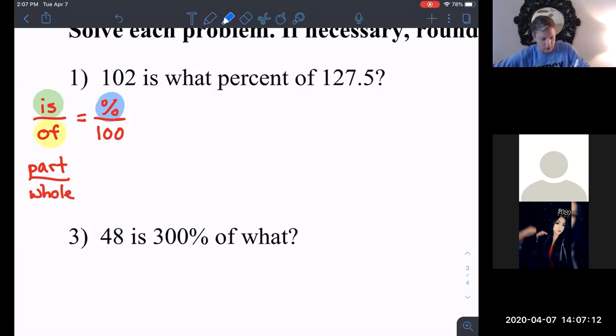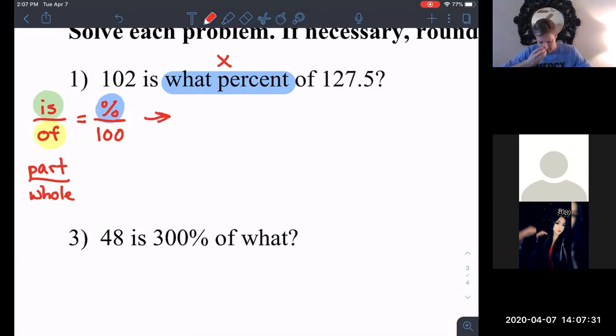So in number 1, it says 102 is what percent of 127.5. So the question that they ask you, that's always where our variable goes, just like any story problem that we've worked on before. What percent means that we're going to put an X in for the percentage. So when I fill in these shortcuts with the numbers or the variables, I'm going to write it like this. I always give myself a proportion like this, and I'm going to fill in the numbers where they go. So 100 is always going to be here. Since they're asking us to find the percentage, we put a variable in for the percent sign. Does that make sense? Mm-hmm.